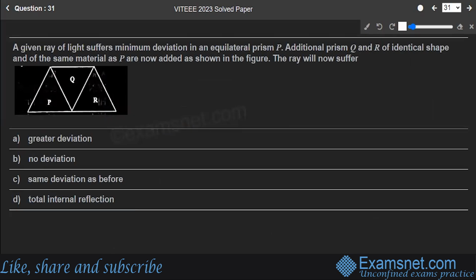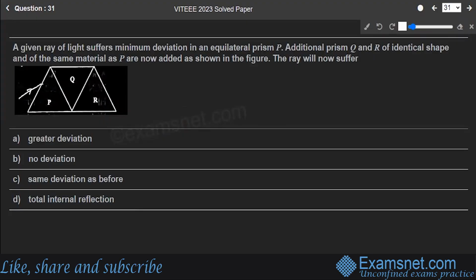You are given a ray of light that suffers minimum deviation in an equilateral prism P. The additional prisms Q and R of identical shape and same material as P are added as shown in the figure. The ray will now suffer what? Greater deviation, no deviation, same deviation as before, or it suffers total internal reflection. Let's make a ray over here.